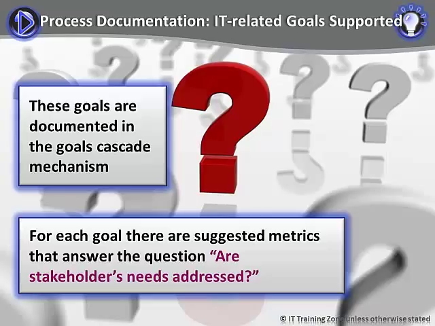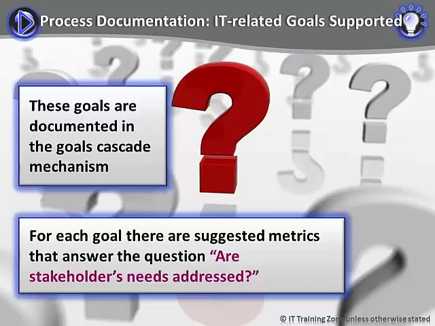The next section of the process description lists the IT-related goals supported by the process and gives some example generic metrics. These goals are taken from the 17 IT-related goals listed in Figure 6 of the COBIT 5 framework document. You'll remember that they form a level in the goals cascade mechanism that we covered in Lesson 2 of Module 2. You may find it useful to review that lesson.